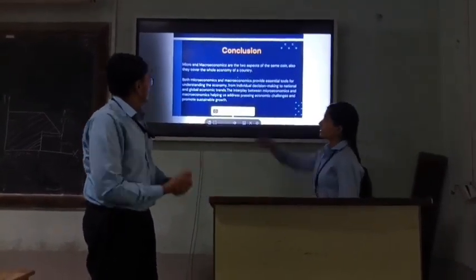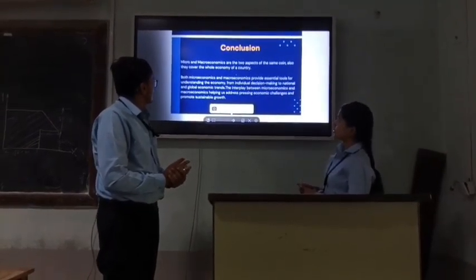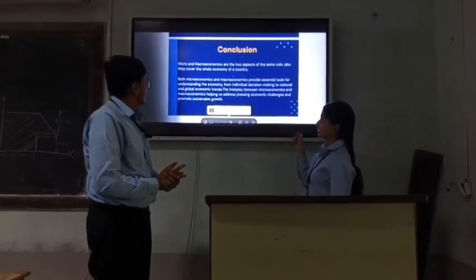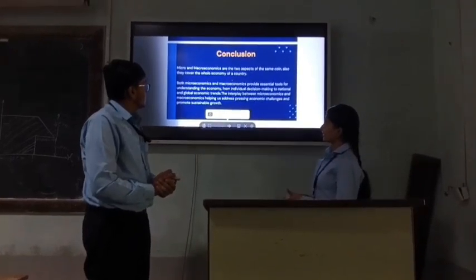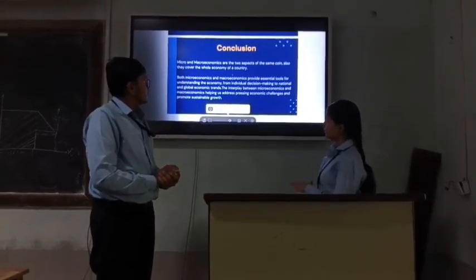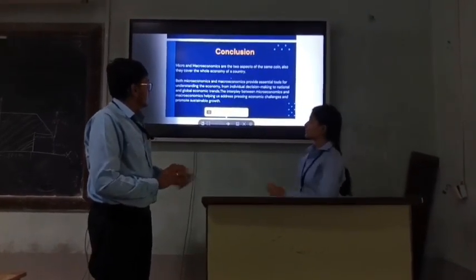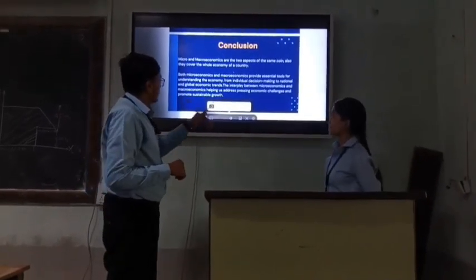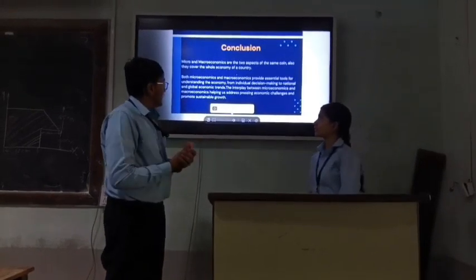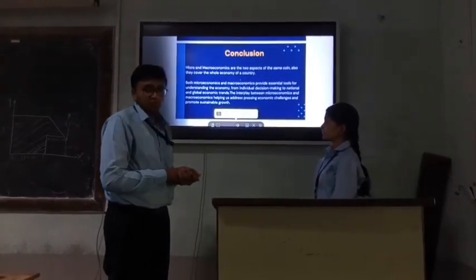To conclude, micro and macroeconomics are equal aspects of the same coin. Also, they cover the whole economy of a country. Both microeconomics and macroeconomics provide essential tools for understanding the economy, for individual decision-making, and national and global economic goals. The interplay between microeconomics and macroeconomics will first address the economic challenges and promote sustainability.